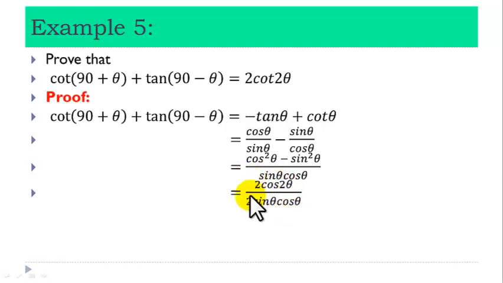If we multiply and divide by 2, we obtain 2 cos 2 theta all over 2 sin theta cos theta. But in the denominator, 2 sin theta cos theta is sin 2 theta. So this therefore is equal to 2 times cos 2 theta all over sin 2 theta. But cos 2 theta all over sin 2 theta is cot 2 theta. So therefore, the expression is equal to 2 cot 2 theta.